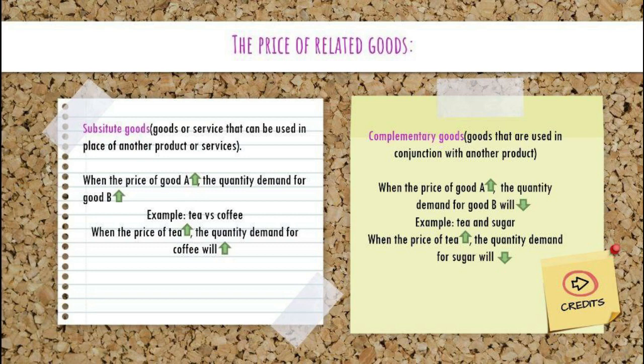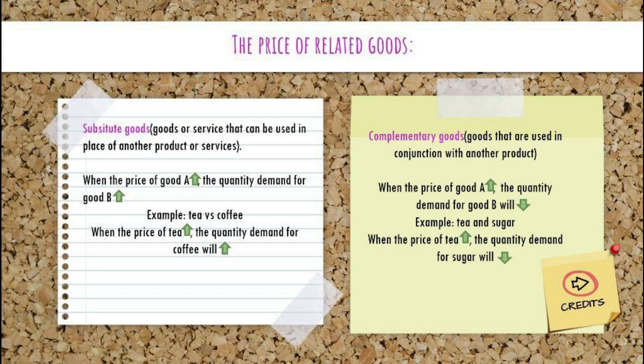When the price of good A increases, it will push the quantity demanded for good B to increase. This is because, as consumers, they of course want to pay less. For example, when the price of tea increases, people will find a substitute good for tea, which is coffee. Thus, the quantity demanded for coffee will increase. So, when the price of tea increases, the quantity demanded for coffee will increase. So, we can conclude that the price and the quantity demanded for substitute goods are positively related.